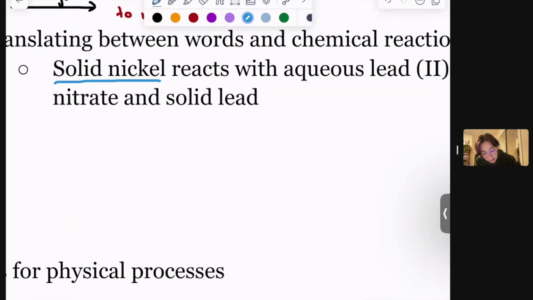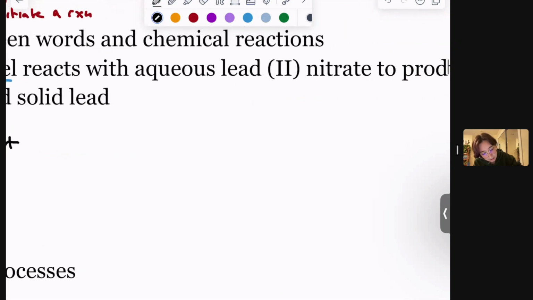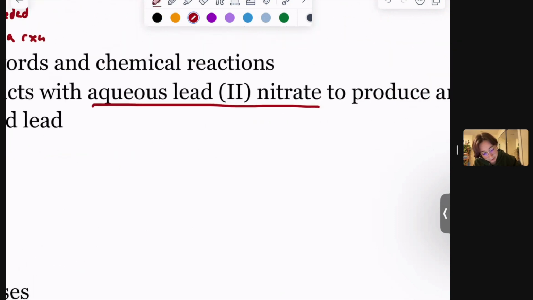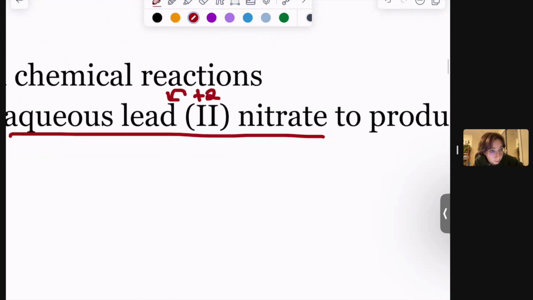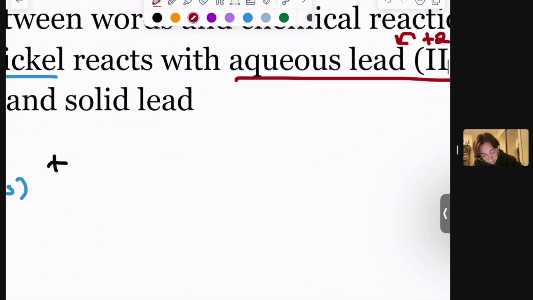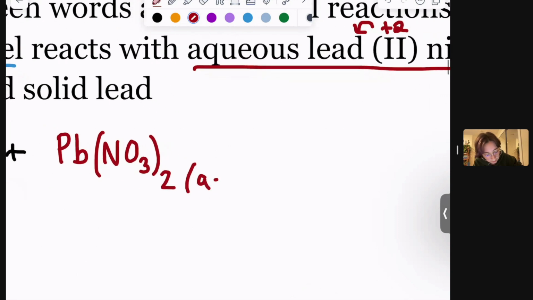So I'm just going to read through this. What is this communicating to me? Solid nickel. It just says nickel, so I would look up nickel. And it's solid, so I communicate that with a little s. Reacts with, so plus aqueous lead 2 nitrate. Whenever you see a Roman numeral, that is indicating the charge of the metal. So I have a 2 plus lead, and I have nitrate, which is NO3 minus. So my compound here would be Pb(NO3)2. I would need 2 of those nitrates to have a proper compound, and it would be aqueous.